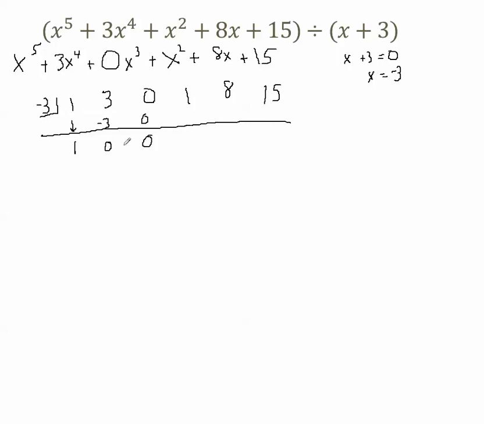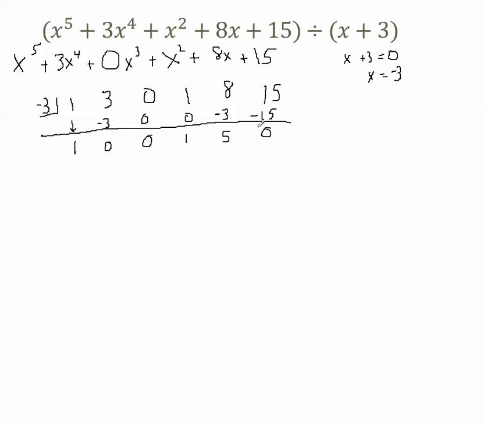Gives me 0. Now, it doesn't always work out like this. This just happens to be this problem. Negative 3 times 0 gives me 0, and I add it, and I get 1. Then negative 3 times 1 is negative 3. I add it, I get 5. And now I have negative 3 times 5 is negative 15.